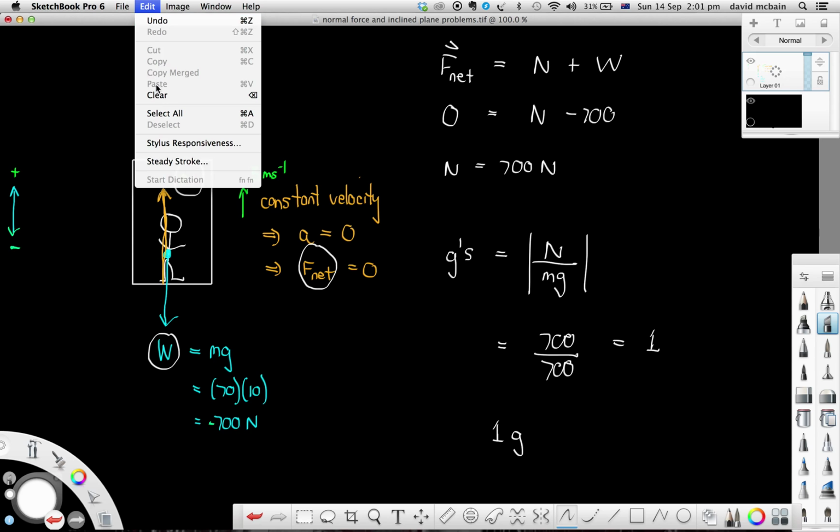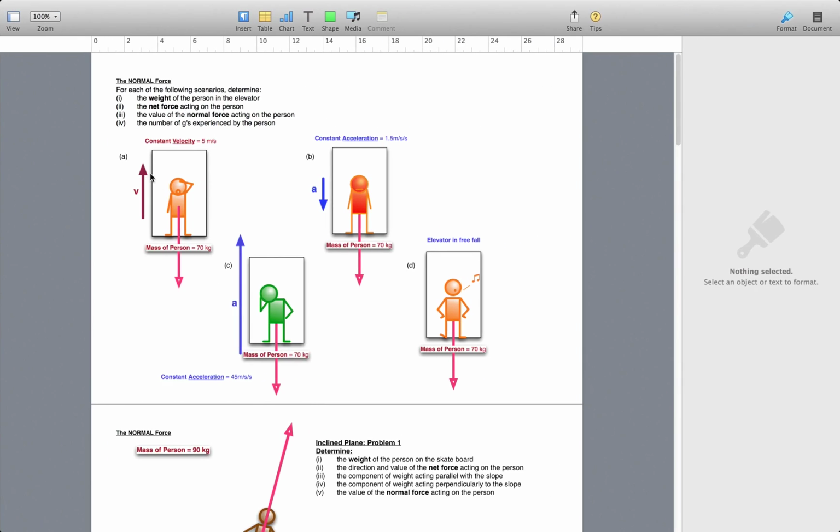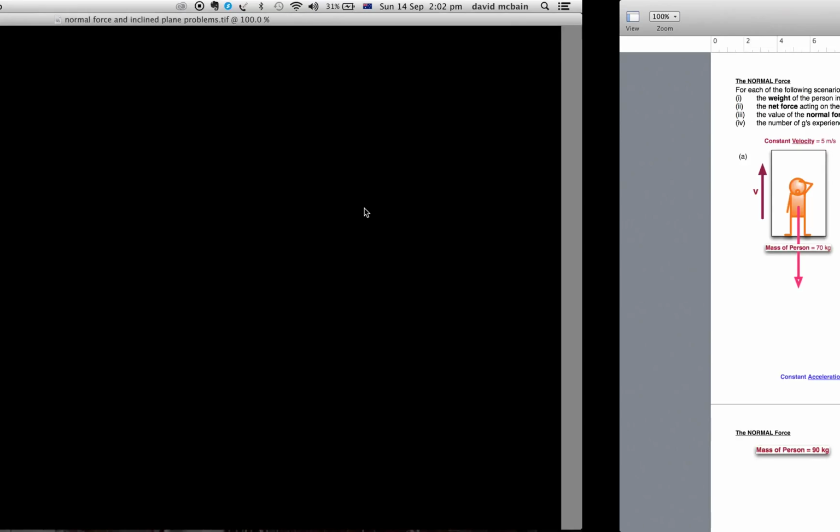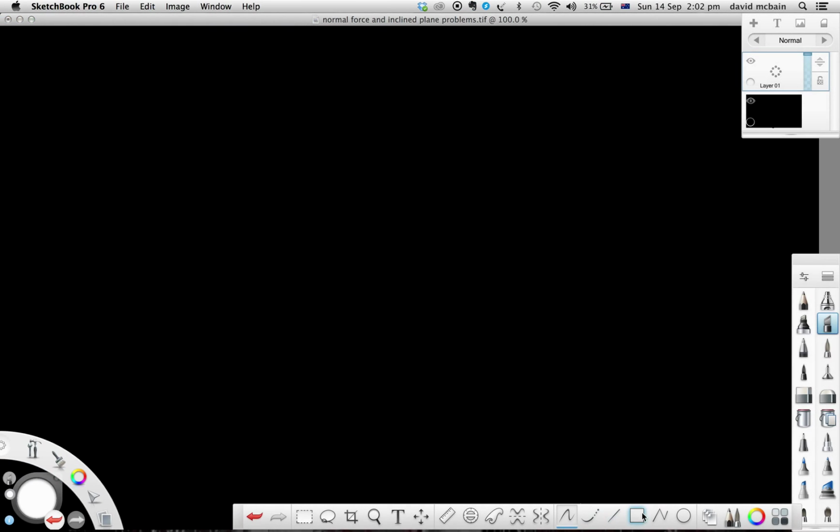Okay, I'll clear this and let's look at the second question. Part B. All right, in part B, the elevator is accelerating. It's the same person. They're accelerating downwards at a rate of 1.5 meters per second squared. Okay, so elevator and our person.